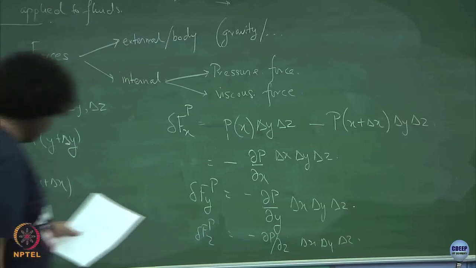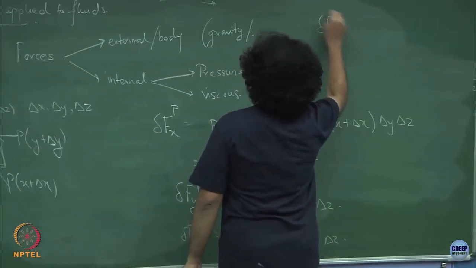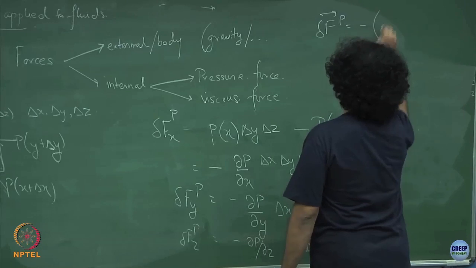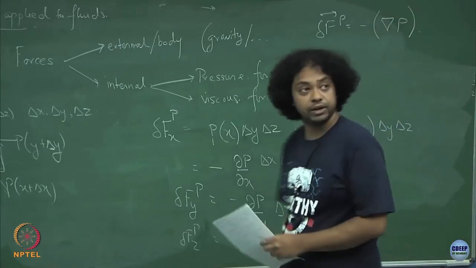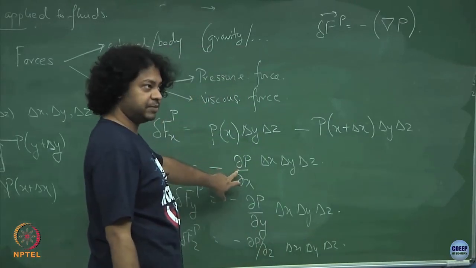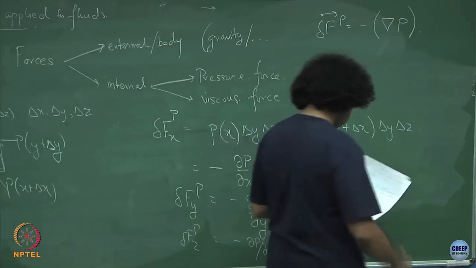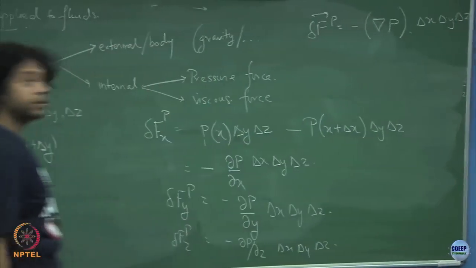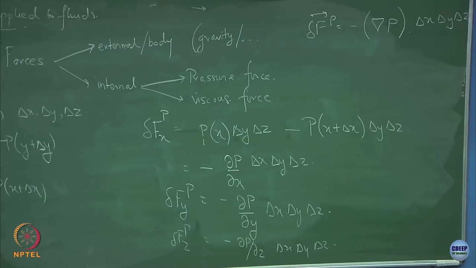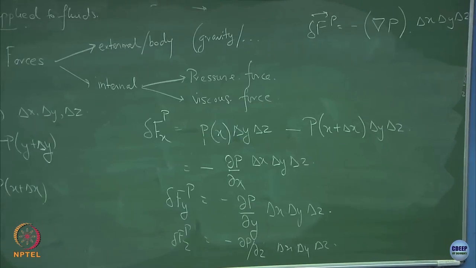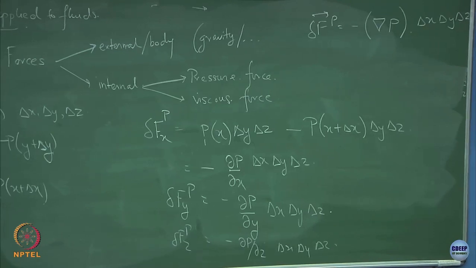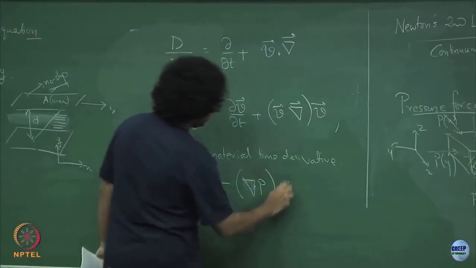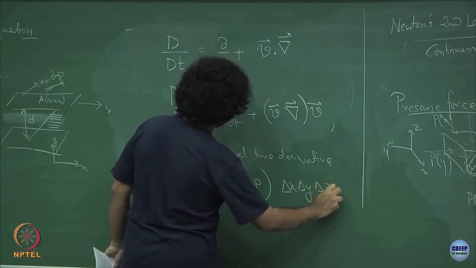If I write it in vector form, the pressure force then is minus gradient of p, which has these components: del p del x along the x axis, del p del y along the y axis, del p del z along the z axis, into delta x delta y delta z. That is the force due to the pressure variations across the fluid. So, let me also write that: delta f p is minus gradient of the pressure into the volume of this fluid parcel, delta x delta y delta z.